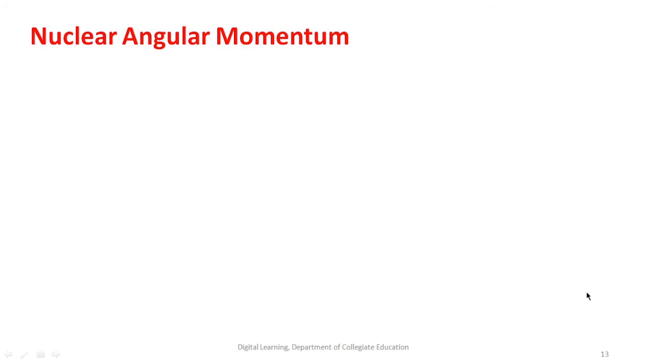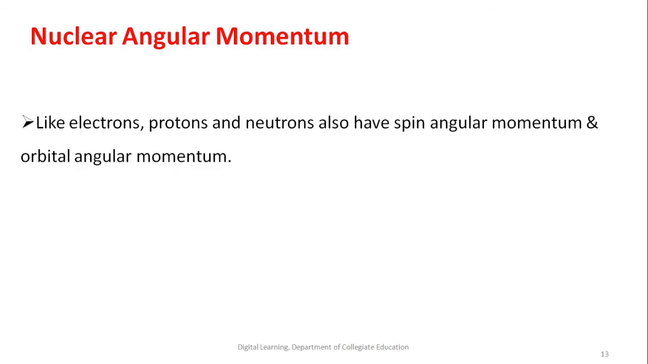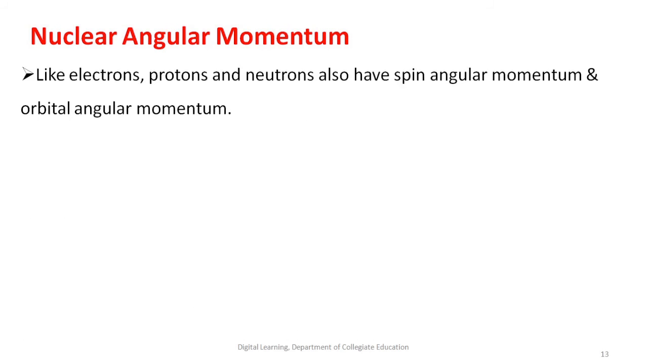Next we'll move on to nuclear angular momentum. Like electrons, protons and neutrons will also have spin angular momentum and orbital angular momentum.